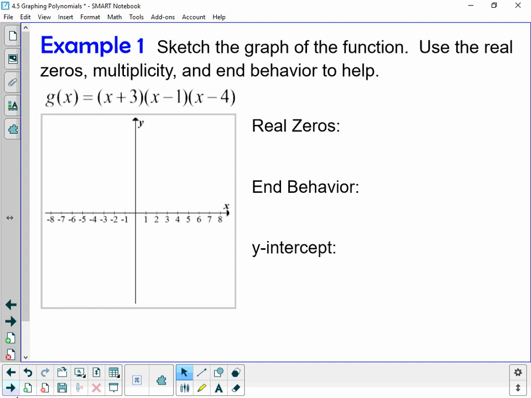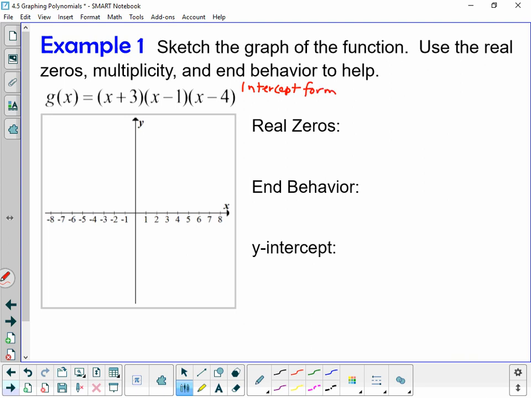So here's the first one. Sketch the graph of the function. Use the real zeros, the multiplicities, and the end behavior to help you. So the first thing that we notice is that this function is in intercept form.